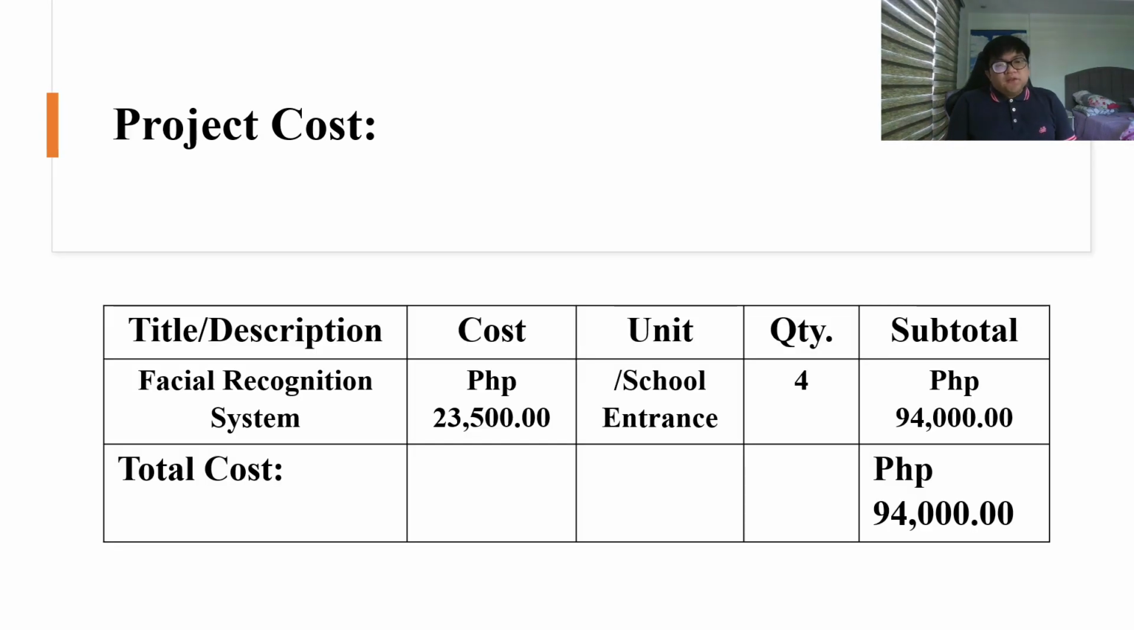Project cost: the budget costs nearly 94,000 pesos for four cameras or facial recognition systems. The reason why it is expensive is because we are not very financially well off and do not have lots of money. So we decided to get it for four school entrances, for us to identify whether someone is a member of our school or not. So yeah, this is our budget.